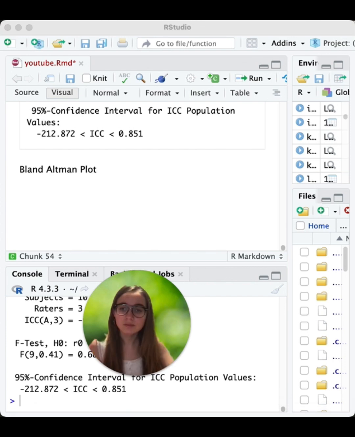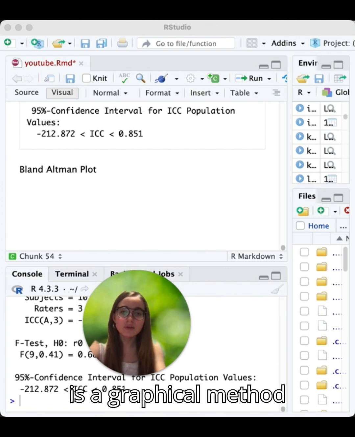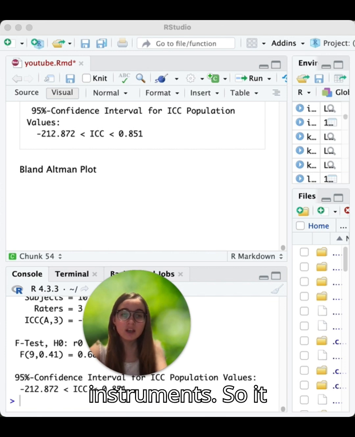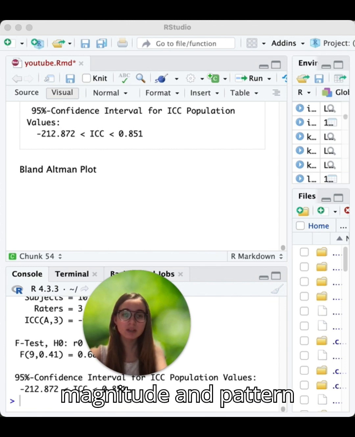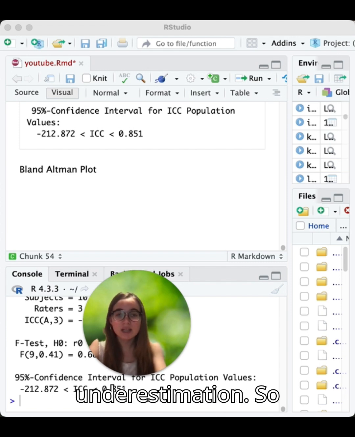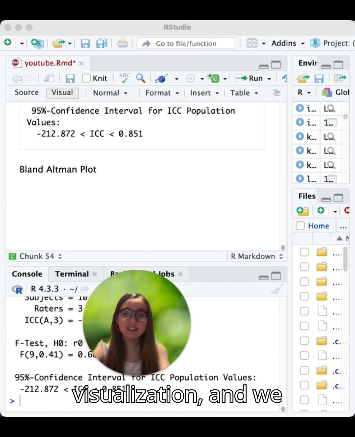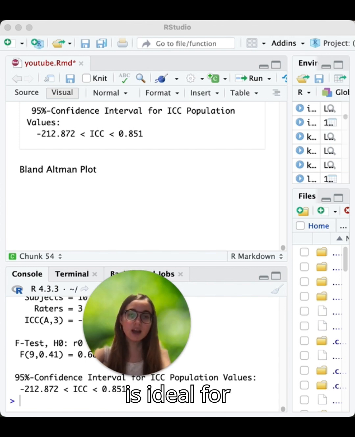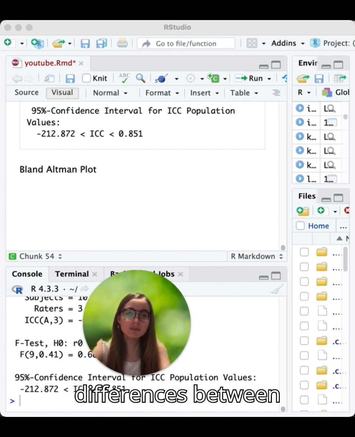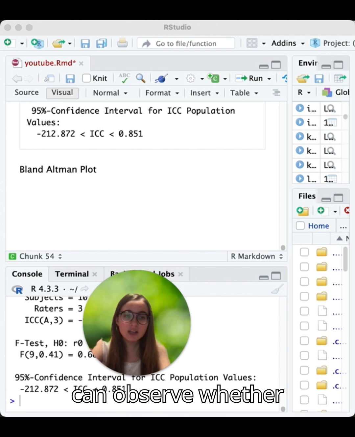Let's continue with the Bland-Altman plot. The Bland-Altman plot is a graphical method to assess agreement between 2 sets of measurements from different raters or instruments. It plots the difference between measurements against their mean, allowing visualization of the magnitude and pattern of disagreement, as well as any systematic bias like consistent over or underestimation. This is ideal for comparing two devices measuring the same attribute, such as blood pressure. By plotting the differences between the devices' readings for each subject, we can observe whether one device consistently over or underestimates relative to the other, which might suggest the devices aren't interchangeable.